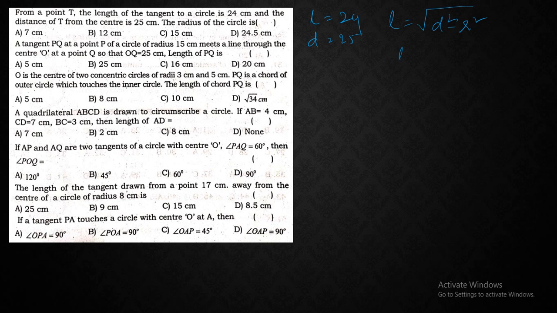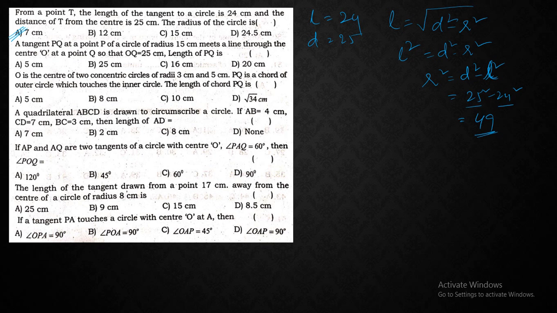So using this concept, L square is equal to d square minus r square. So from this, what do we need? r square. So r square is equal to d square minus L square. When I substitute the values, 25 square minus 24 square. So this gives me 625 minus 576, which gives me 49. So radius is 7 centimeters. So already we know 7, 24, 25 is a Pythagorean triplet, so based on that we can tell the answer.